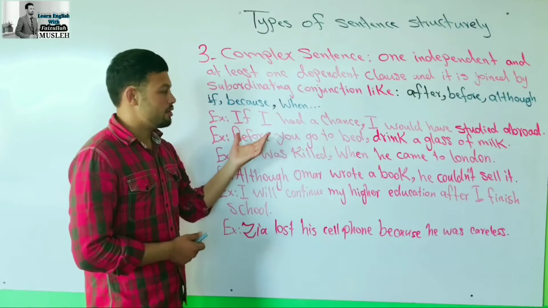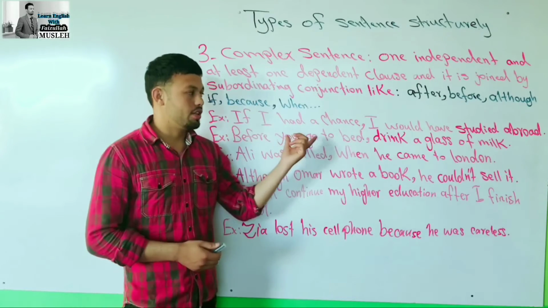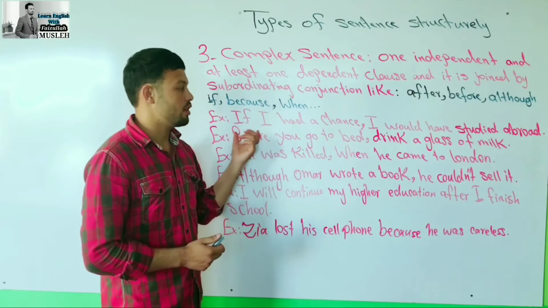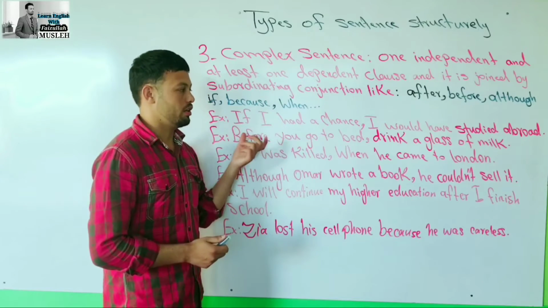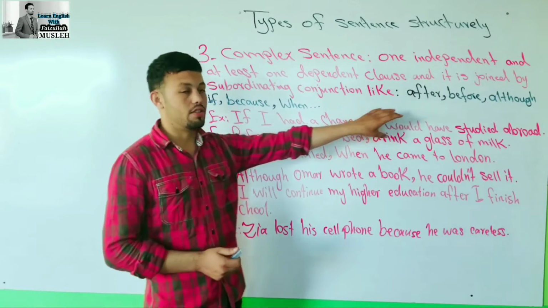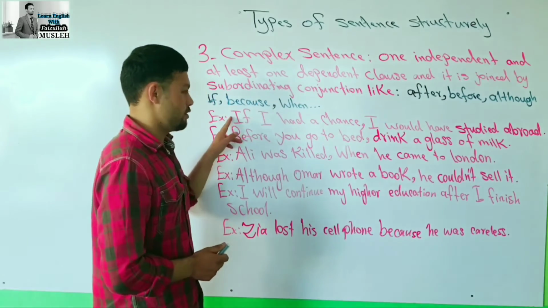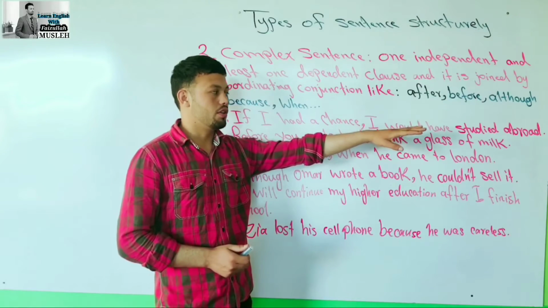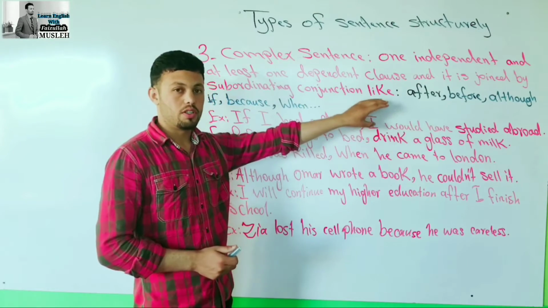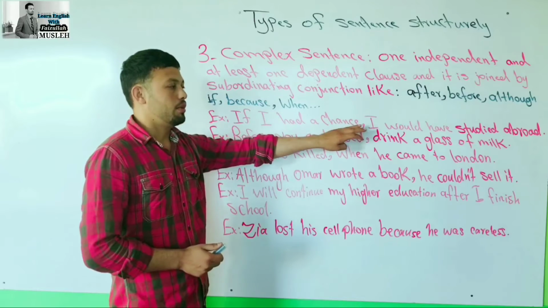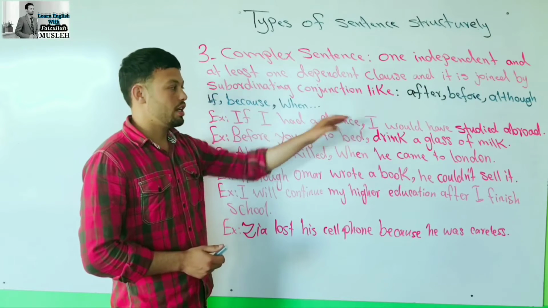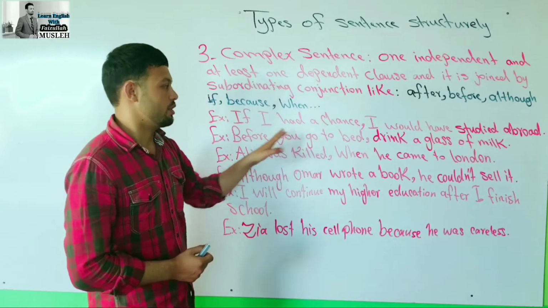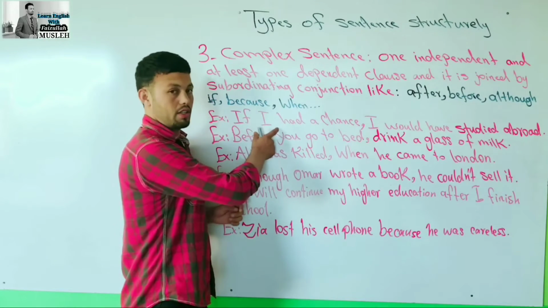And the examples are: if I had a chance, I would have studied abroad. Now this is a sentence completely together. If I had a chance, I would study abroad. This is a complete sentence, but it's a complex sentence. Why is it a complex sentence? Because there is a dependent clause in it.